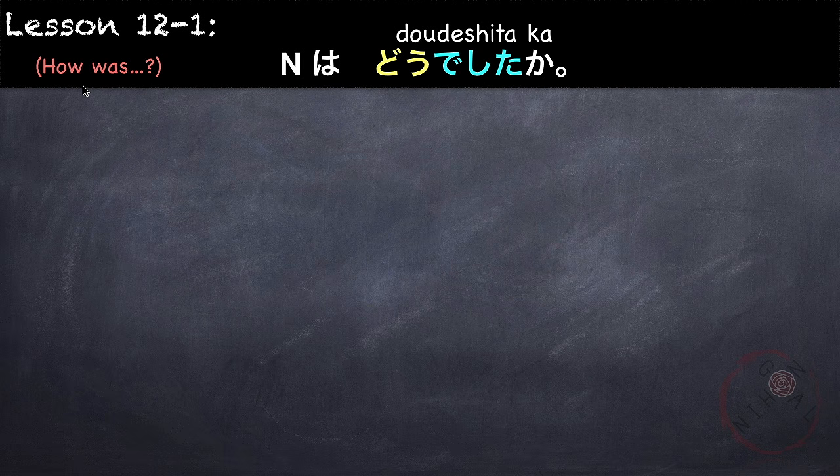Now, in lesson 8, we learned en wa do desu ka? Meaning, how is or how are blank. Here, we can ask the same thing using the past form. Using this pattern, en wa do deshita ka? So we replace desu with deshita. Do deshita ka? How was blank?